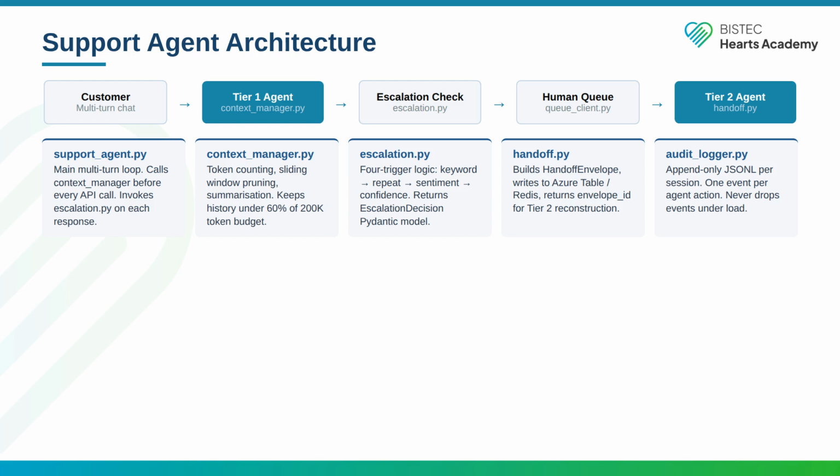Context manager.py handles token counting, sliding window pruning, and summarization. It has one job: keep the message history under 60% of the 200K token budget before every API call. Escalation.py evaluates the 4 trigger conditions and returns an escalation decision Pydantic model with the result and the reason. Handoff.py builds the handoff envelope model, writes it to the state store, and returns the envelope ID for tier 2 to retrieve.